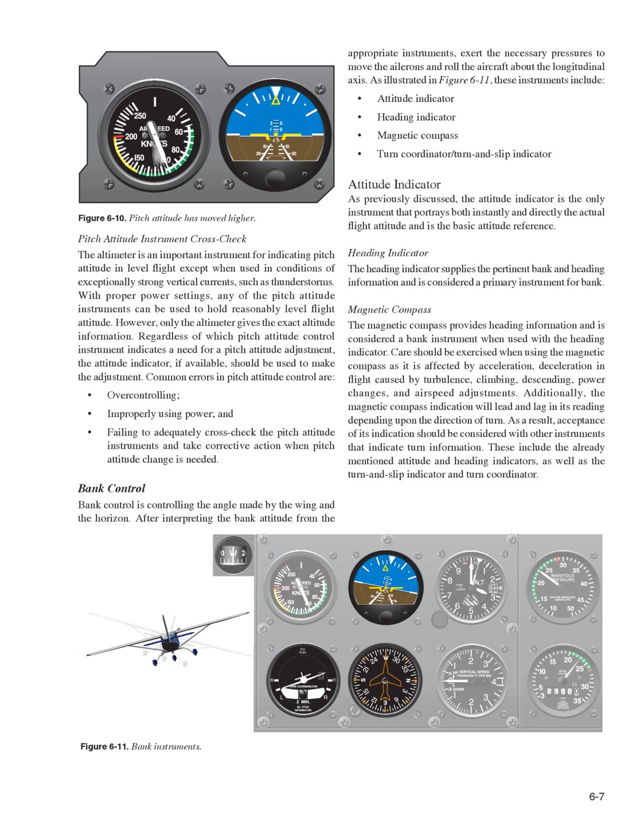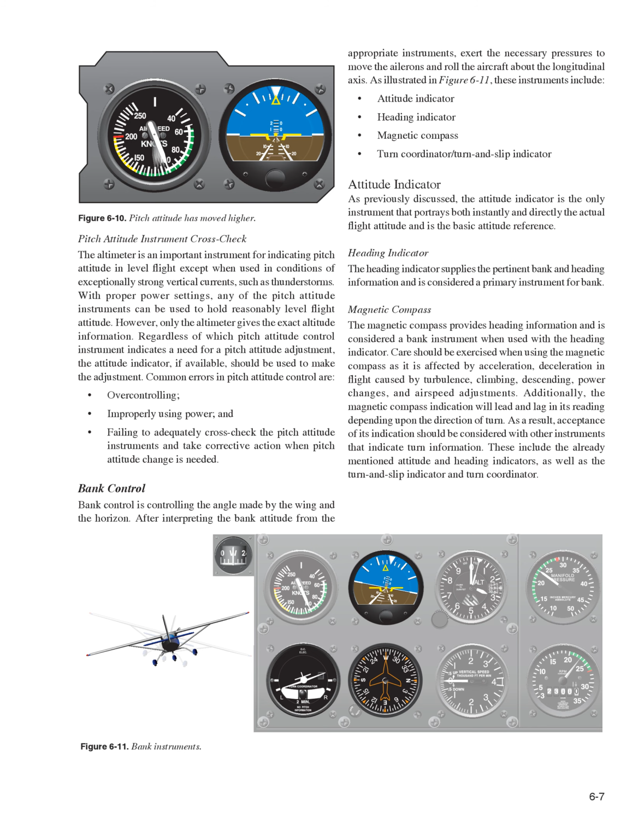Bank control. Bank control is controlling the angle made by the wing and the horizon. After interpreting the bank attitude from the bank instruments, Figure 6.11, appropriate pressures are exerted to move the ailerons and roll the aircraft about the longitudinal axis. As illustrated in Figure 6.11, these instruments include the attitude indicator, heading indicator, magnetic compass, and turn coordinator / turn and slip indicator.